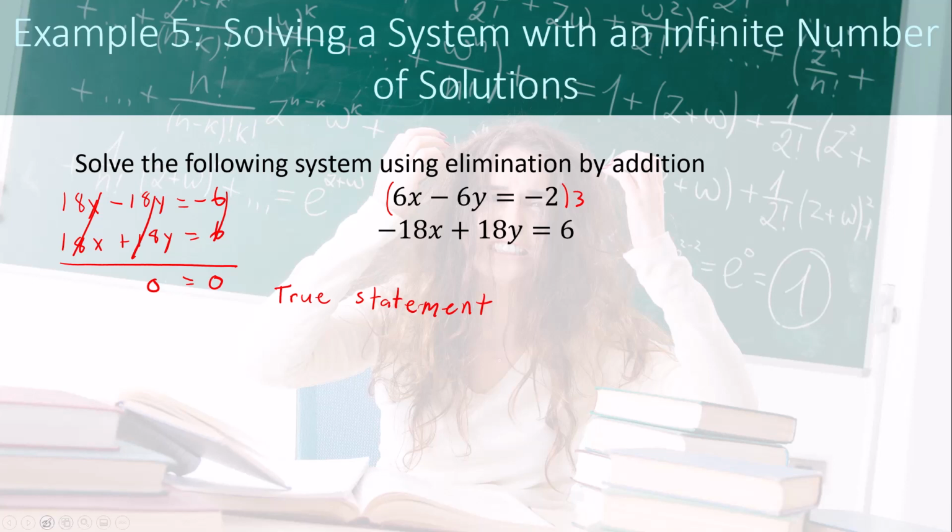Now for the other possibilities, if the statement is false, like 0 is equal to 5, then it's inconsistent. If you have something like x is equal to, say, a number, let's just say 3, then you know that the solution will be exactly 1 point.